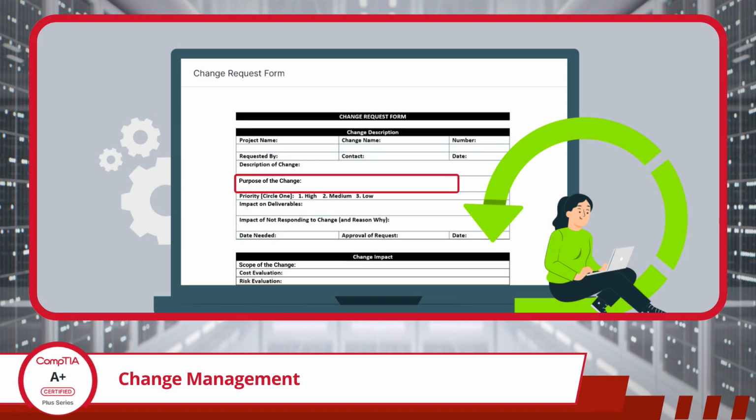One of the first sections included in a change request form is the purpose of the change. This explains why the change is being proposed in the first place. The purpose may involve fixing a problem, improving security, increasing performance, supporting business growth, or meeting compliance requirements. Clearly defining the purpose helps stakeholders understand the value and necessity of the change before approving it.